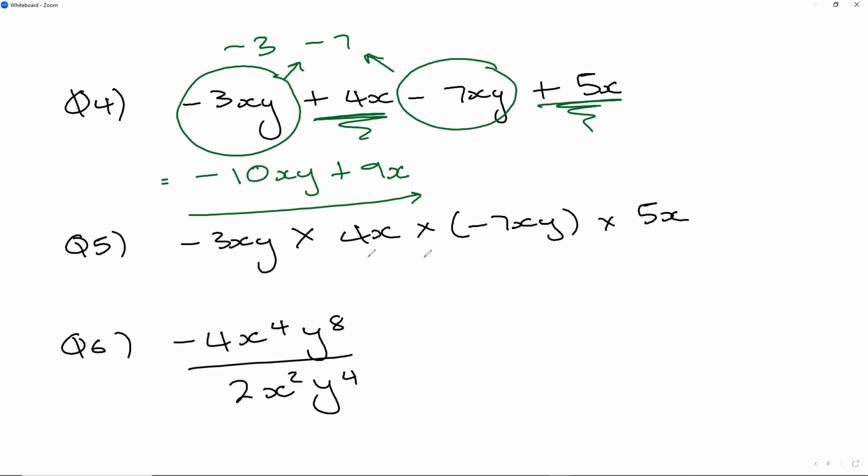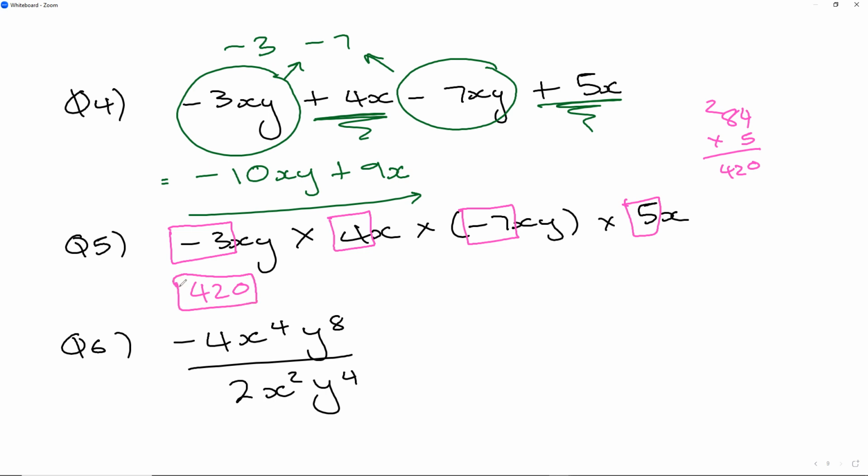Okay. The next one, I'm multiplying across. Because I'm multiplying across, I'm going to specifically multiply the numbers first. Negative 3 times 4 is negative 12. Negative 12 times negative 7 is positive 84. Positive 84 times 5, 5 times 8 is 40 plus 2, so 42, comes to 420. All of those numbers become a positive 420.